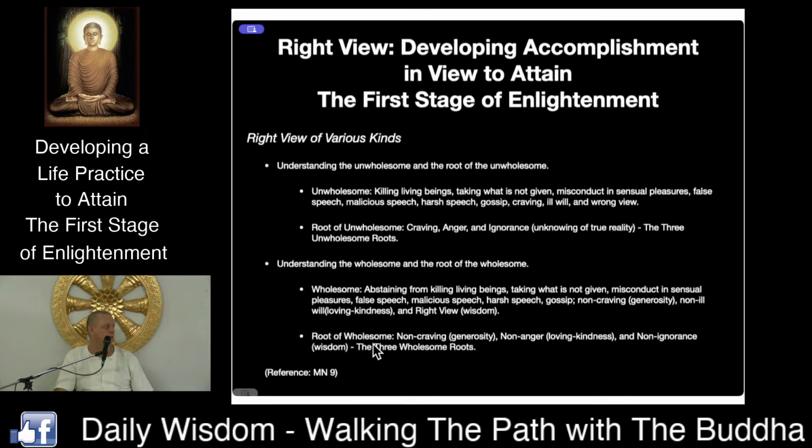So the root of the wholesome is non-craving or generosity, non-anger or loving kindness, and non-ignorance or wisdom. These are called the three wholesome roots. So by the time you get to accomplishment in view, you would understand the unwholesome and the root of the unwholesome, the wholesome and the root of the wholesome. This is accomplishment in view. You would need to know this.